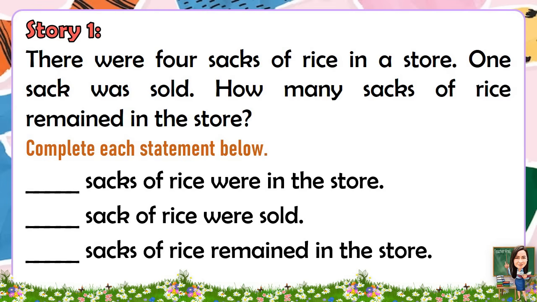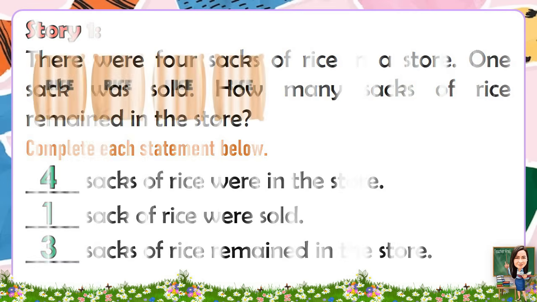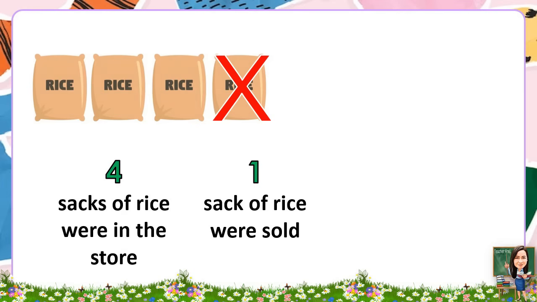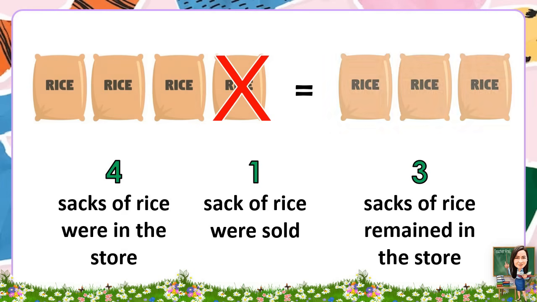According to the story, there were 4 sacks of rice in the store. Then 1 sack of rice was sold. 3 sacks of rice remained in the store. You may use counters to find the answer. 4 sacks of rice were in the store. 1 sack of rice was sold. Therefore, 3 sacks of rice remained in the store.